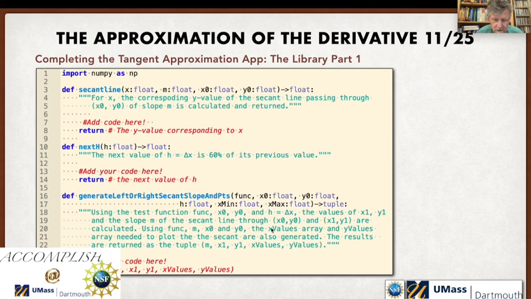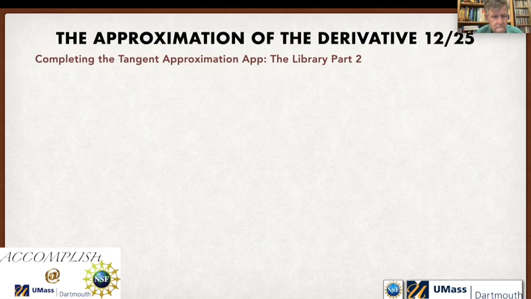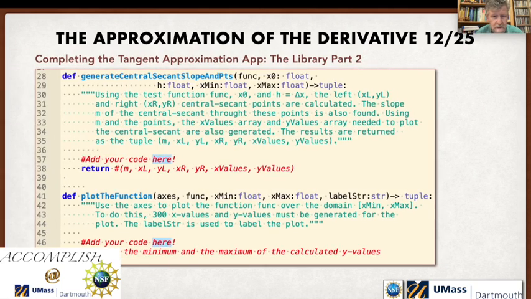So you'll need to return all this information as a tuple, and the order in which you do this is m, which is the slope of the secant, x1 and y1, which is the other point on the secant, and the x values and y values, which are the generated values needed to plot the secant. So here is the rest of the functions, or the skeletons of the rest of the functions you need to complete.